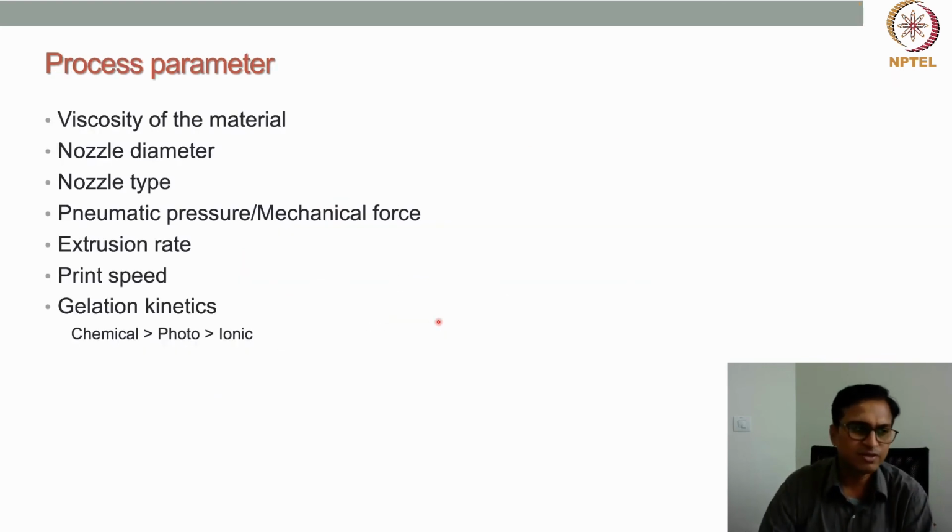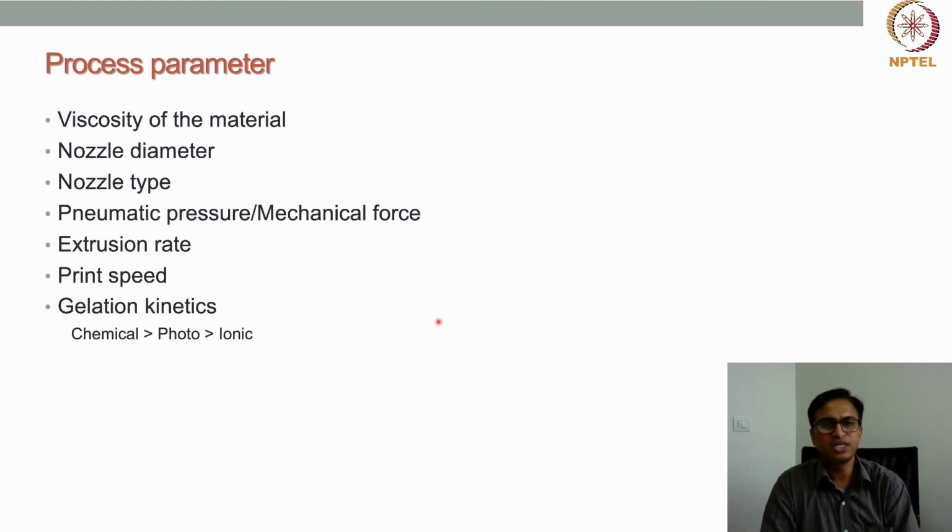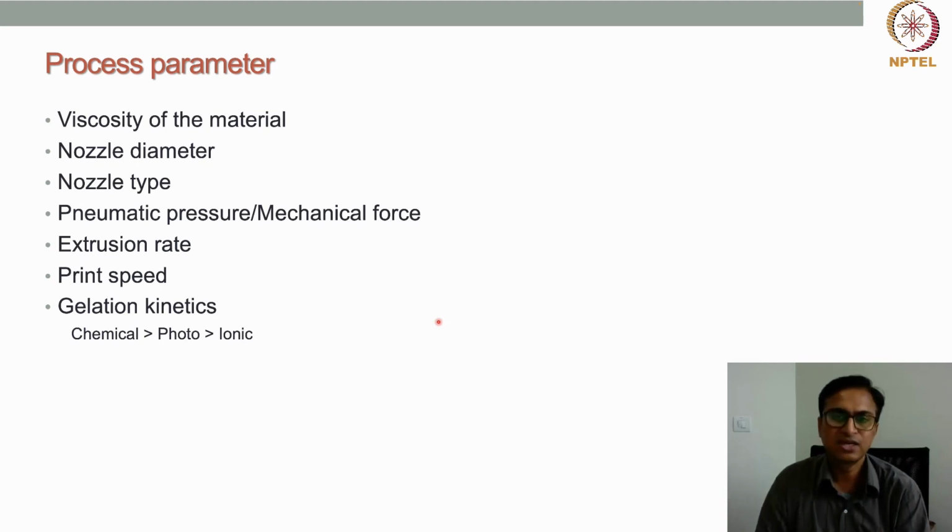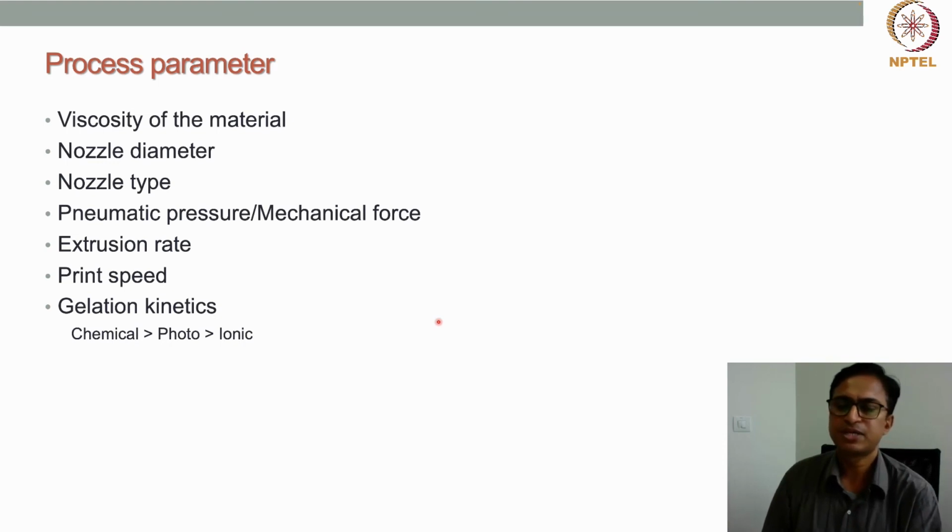When you talk about different bioprinting technologies, process parameters are very important. We need to control or modulate the process parameters so that we can optimize the bioprinting process to print a suitable structure.